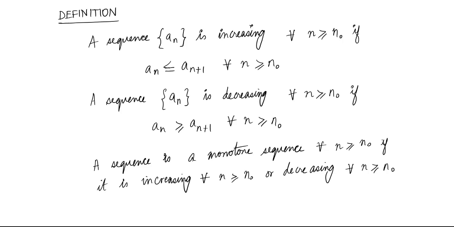If your sequence is decreasing, then it's the other way around, right? So a_3 will be greater than or equal to a_4. So, you know, as we keep moving through the terms, you notice that your values are getting smaller. So you know that your sequence is decreasing. So any sequence that increases or decreases for all such n's greater than or equal to n naught, we call that sequence a monotone sequence.